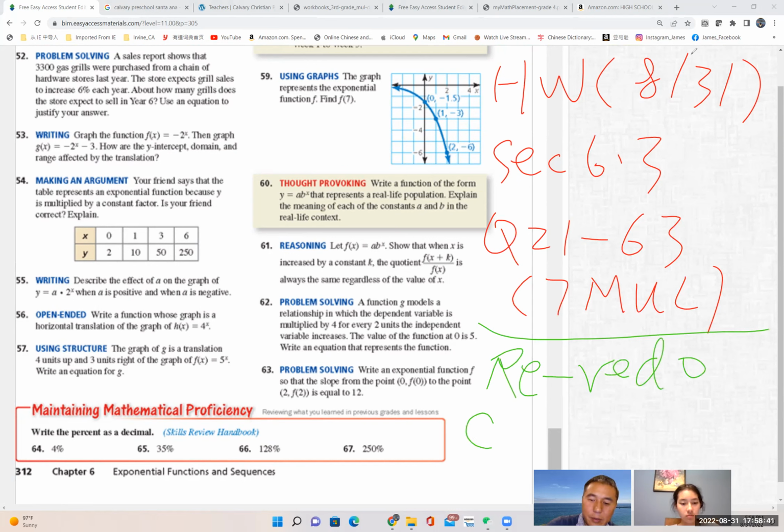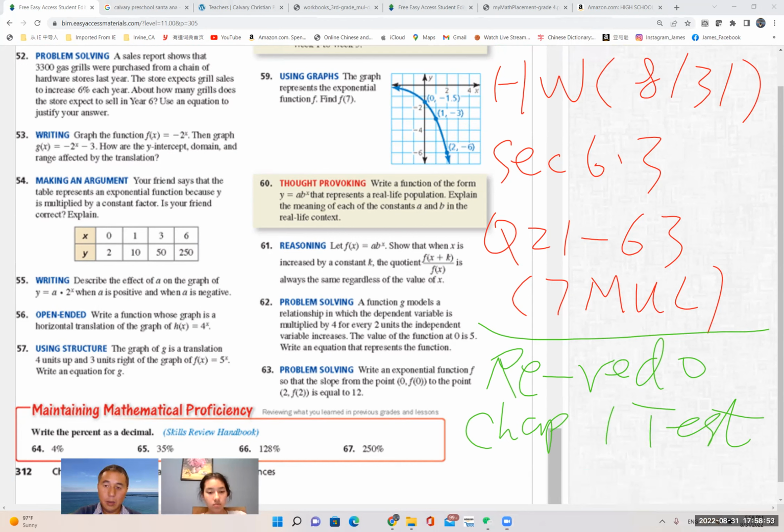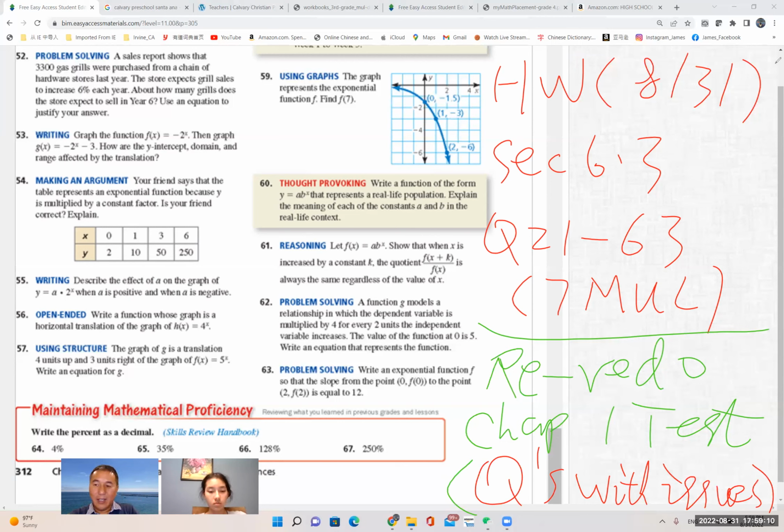Chapter 1 test. But not all of them, just questions with issues, right? Please do it.